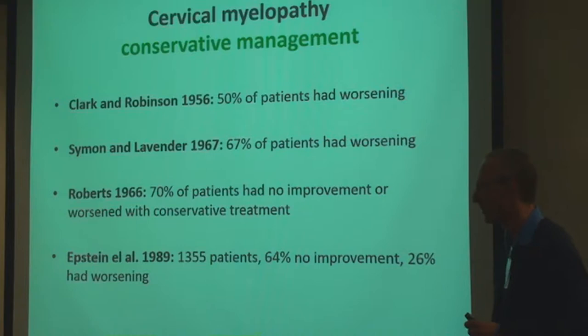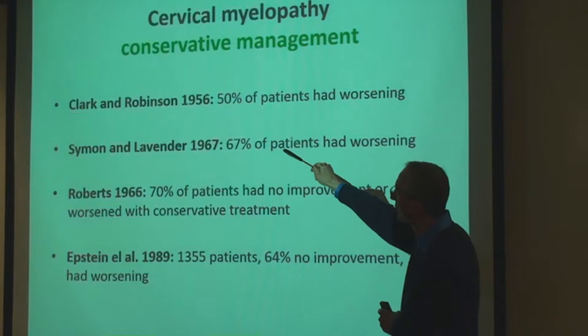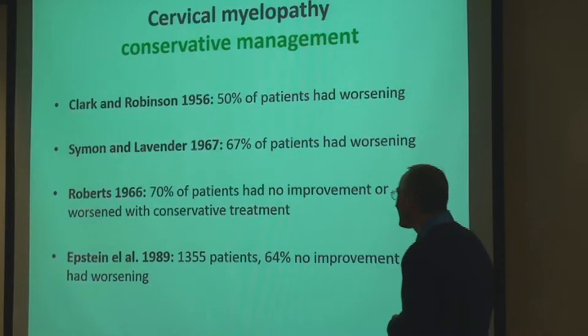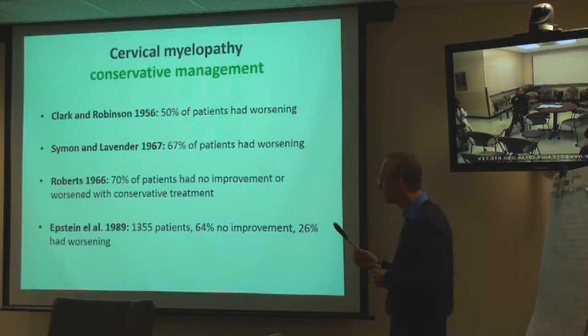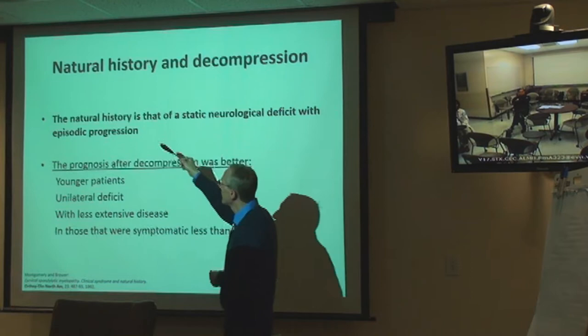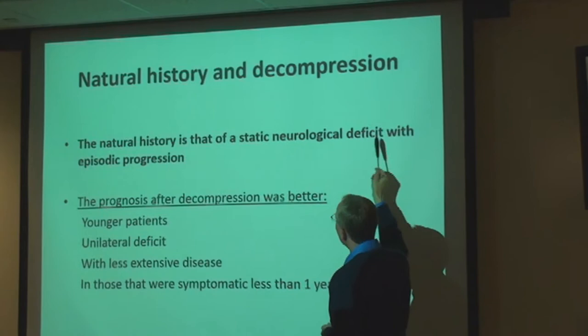So plenty of studies, which I just reviewed very fast, starting with Clark and Robinson in 1956 and ending with Epstein in 1989, showed that it's actually not a good idea not to operate on somebody who has progressive loss of the capacity to walk and progressive loss of dexterity in his hands. So patients with cervical myelopathy have a natural history of progressive deficit, which is sometimes episodic, sometimes continuous.